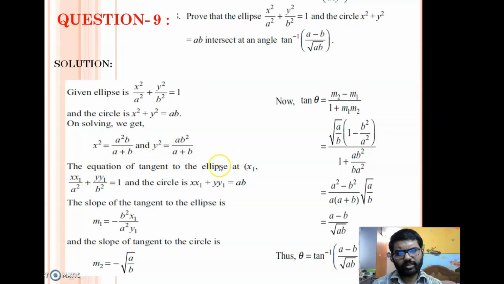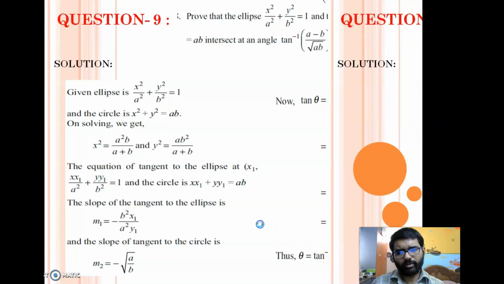Therefore, the equation of a tangent to the ellipse we have taken: the equation of the tangent to the ellipse is x·x1/a² + y·y1/b² = 1. We got it. And the equation of the circle also we have taken: x·x1 + y·y1 = ab. The slope of the tangent to the ellipse is this one. The slope of the circle is this one. We know that for two slopes m1 and m2, we calculate the angle between them as (m1 − m2) by (1 + m1 m2). Substitute there. Then we'll get the theta value tan inverse of (a − b) by √(ab).